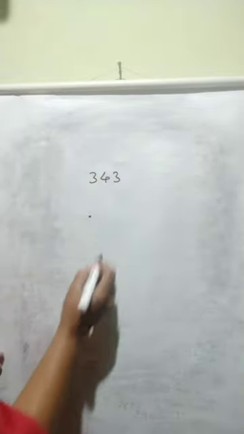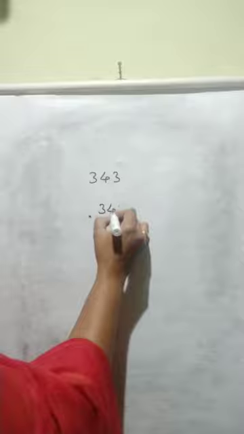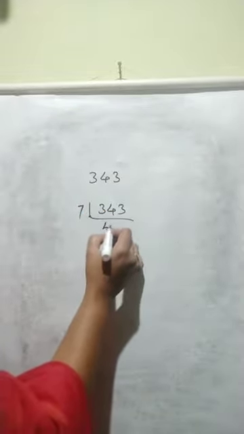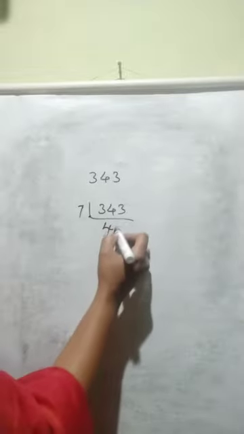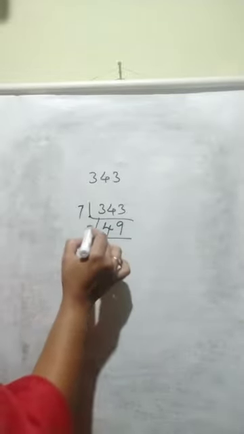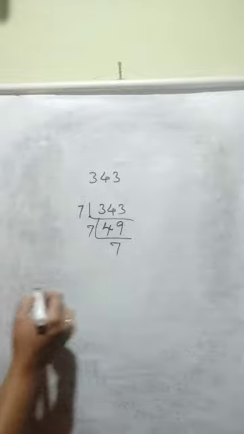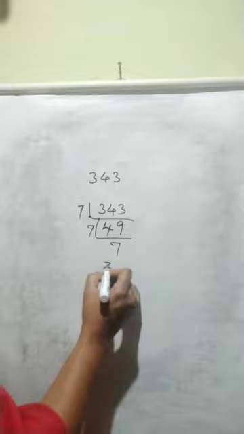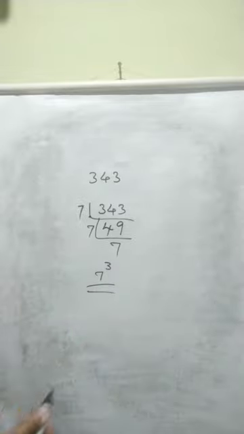Next, 343 as a power of 7. So 343 divided by 7. Then 7 fours are 28. Then 63, 9 sevens are 63. 49, again by 7, 7 and 7. So now we can write this as 7 into 7 into 7. That is 3 times. So 7 raised to 3 is the answer.